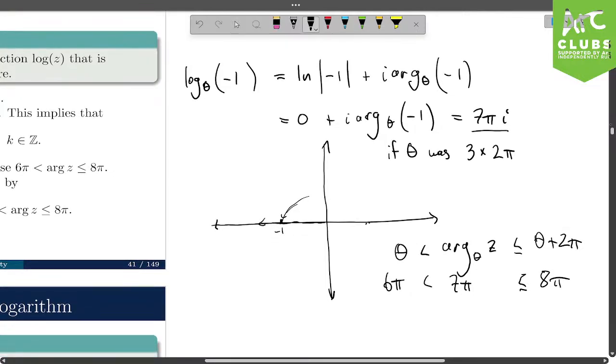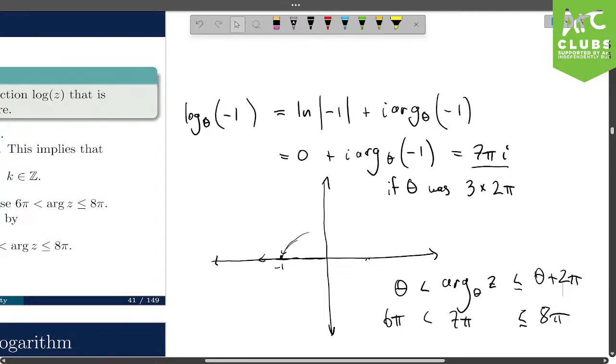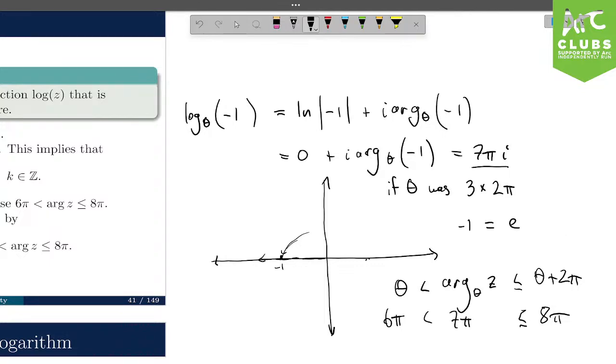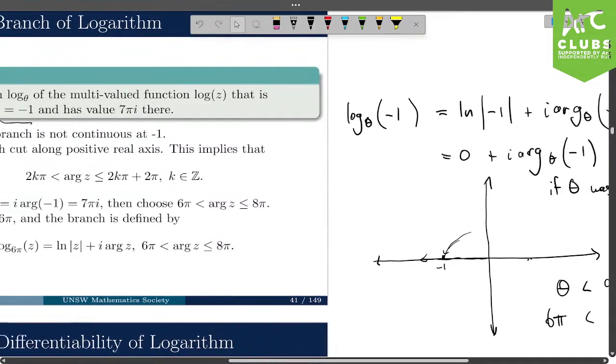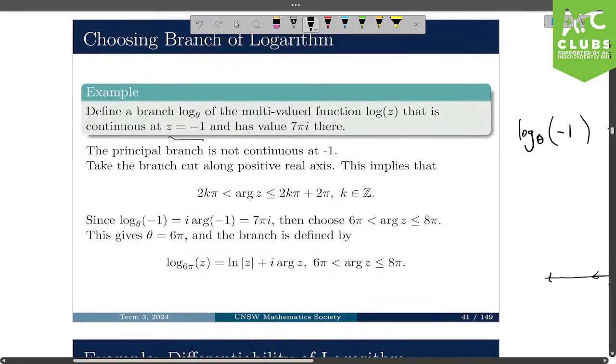And the value of 7 pi i would actually be a valid argument for minus 1, right? Because minus 1 is equal to e to the 7 pi i, right? So we conclude that the branch of the logarithm that we need is log 6 pi z.